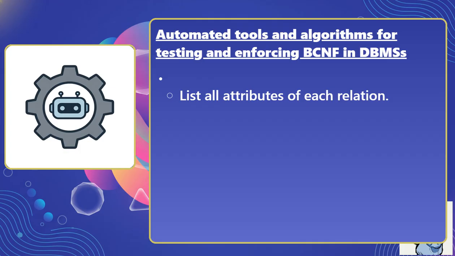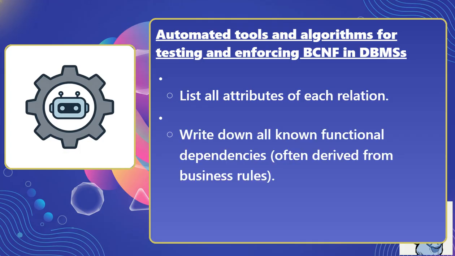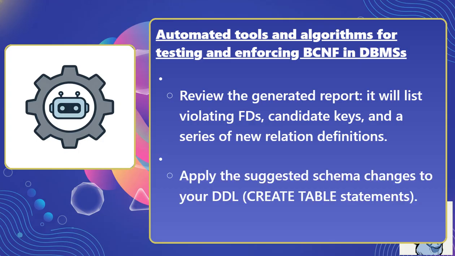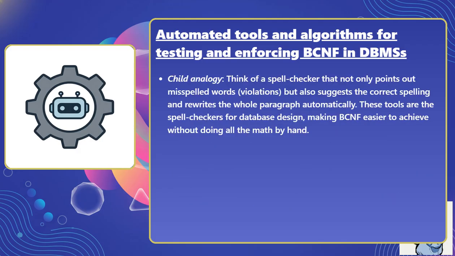List all attributes of each relation. Write down all known functional dependencies, often derived from business rules. Feed this information into the tool. Review the generated report. It will list violating FDs, candidate keys, and a series of new relation definitions. Apply the suggested schema changes to your DDL CREATE TABLE statements.